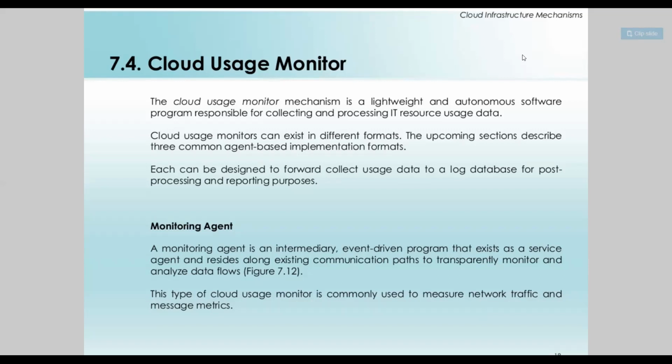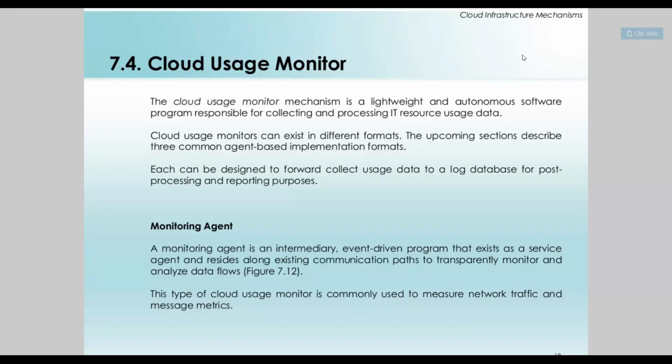So basically, if we talk about cloud usage monitor, they can exist in different formats. Whatever formats you want, you can have it. But the main agents in this cloud usage monitor are what help you to simplify the processing. So what are these? We are going to look into this one by one.